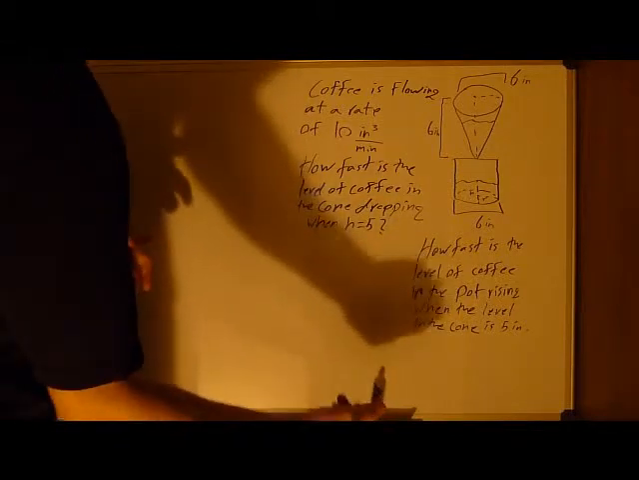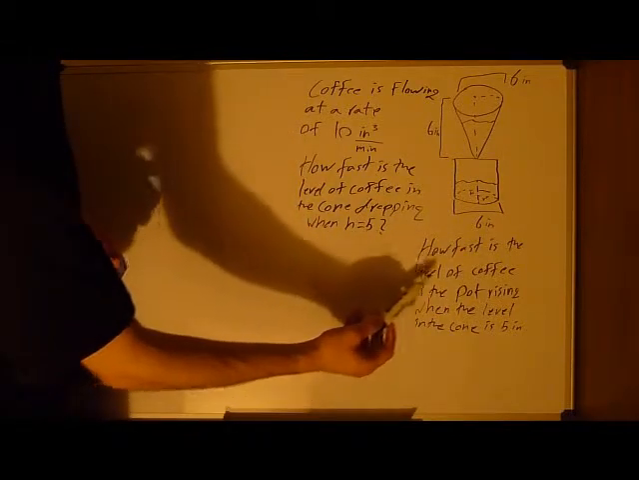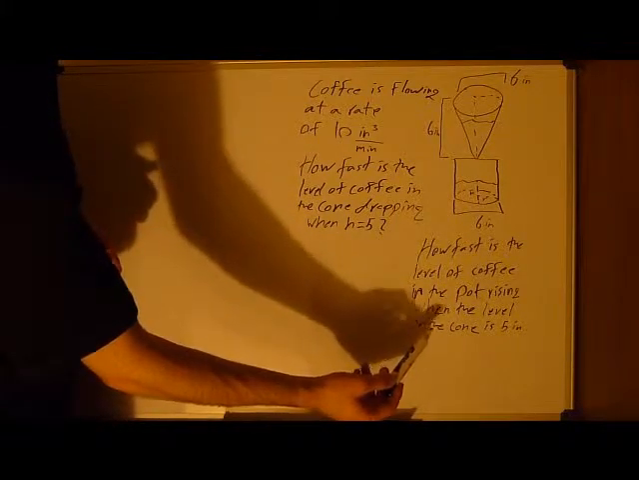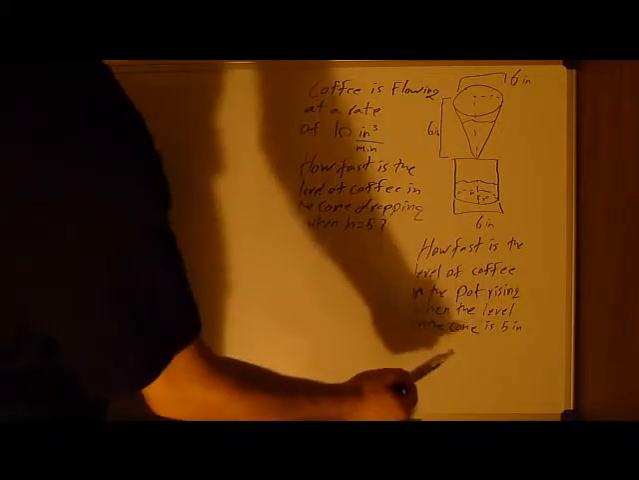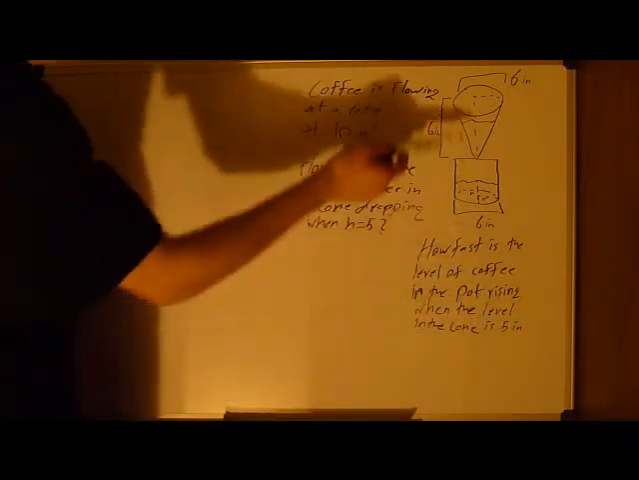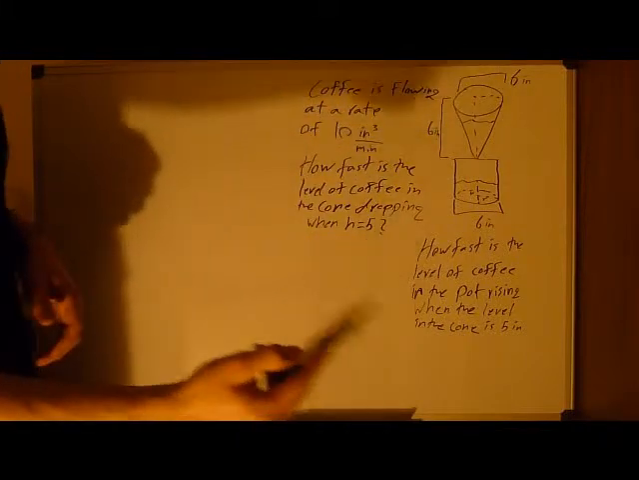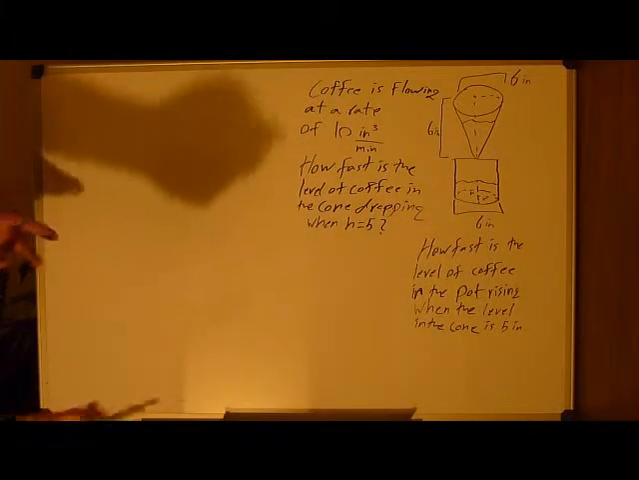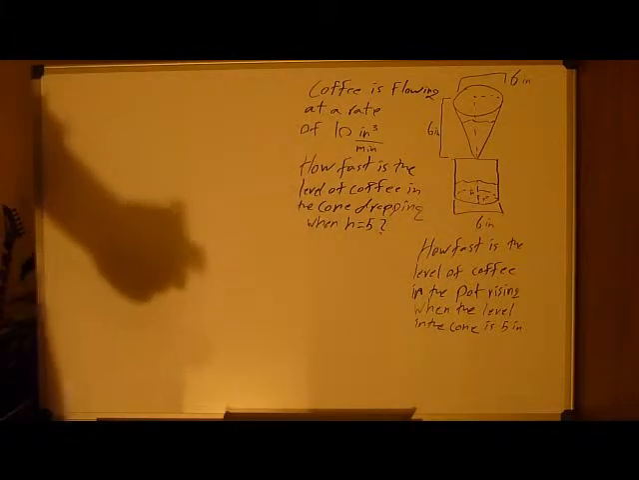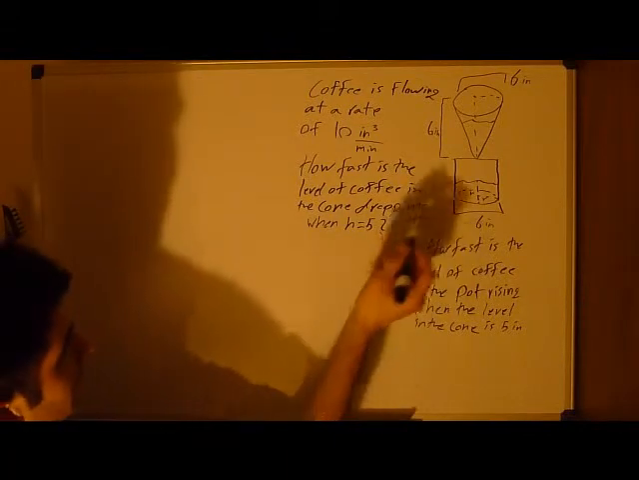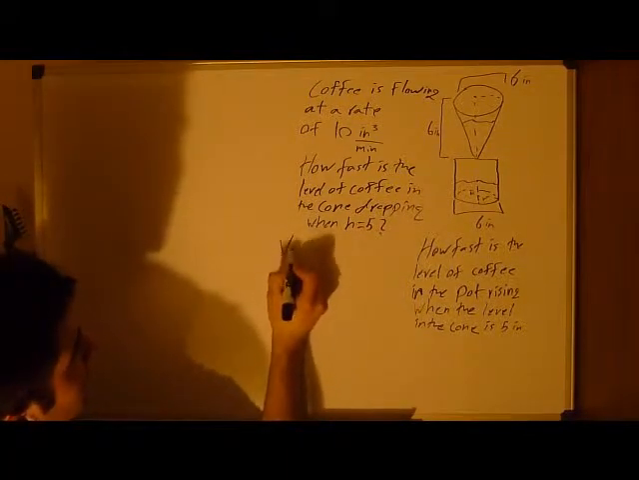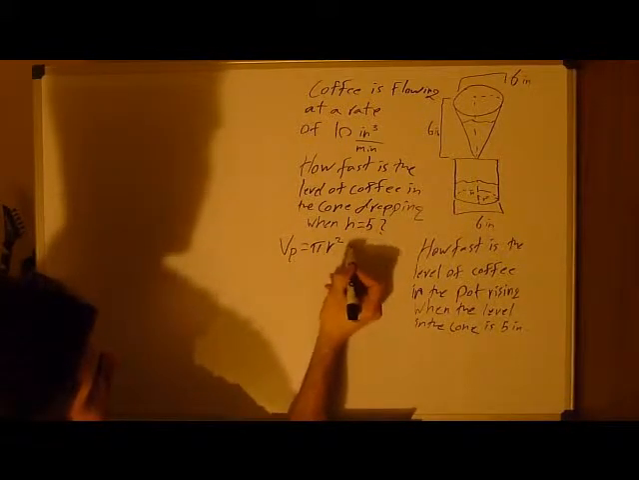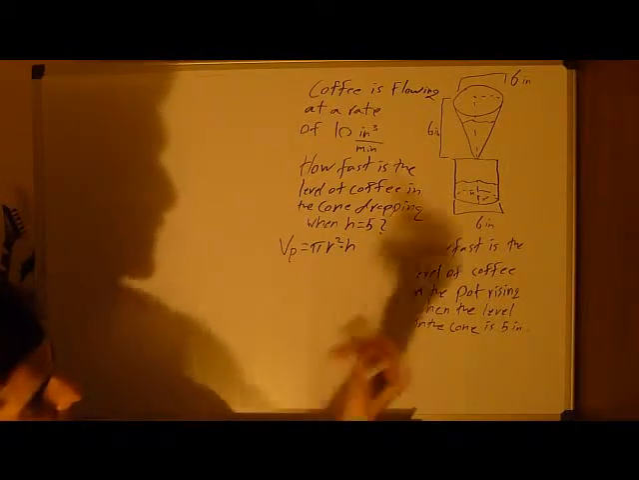Now, the first question asks, how fast is the level of coffee in the pot rising when the level in the cone is 5 inches? This is just a bit tricky because they give you the height in the cone, but you're going to find out that you don't really need it. To solve the first question, we have to find the relationship, which is actually just the volume, right? So what is the volume of the cylinder? It's V sub P for the pot equals pi r squared times h. It's the area of the base times height.